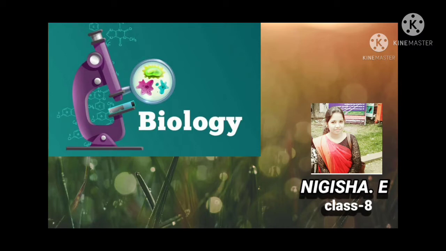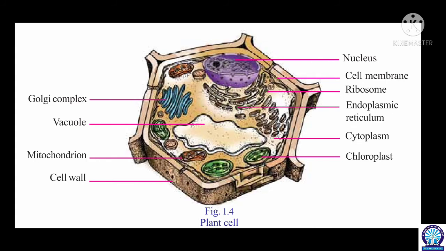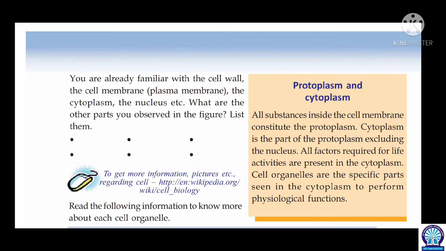Today we are going to discuss the second part of chapter 1, Life Mysteries in Little Chambers. Now look at the picture. You can see the structure of a plant cell. The structure of a cell is complex enough to perform all these functions. There are specific parts to perform each physiological function inside the cell. So you can see different parts of a plant cell, and you are already familiar with the cell wall, cell membrane, the cytoplasm, the nucleus, etc.